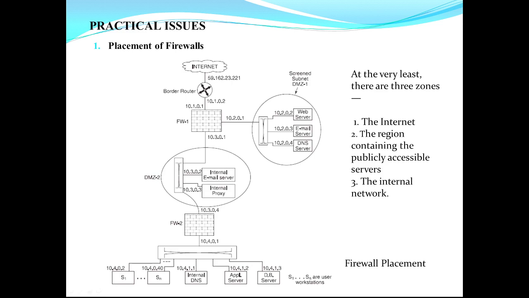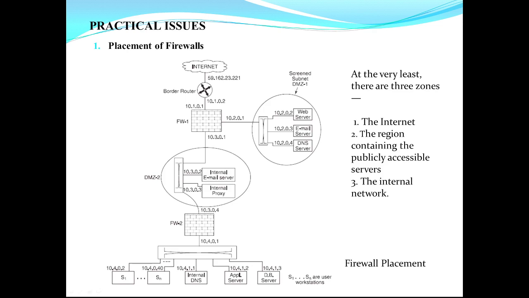Each firewall in the organization enforces rules that control the transfer of packets between different security zones. We have the security zones: the Internet, the region containing the publicly accessible servers, and the internal network. Now, of the three firewalls, where is the first firewall? Can you see the border router at the very top? It is nothing but your gateway, or first line of defense. It has some packet filtering capability.